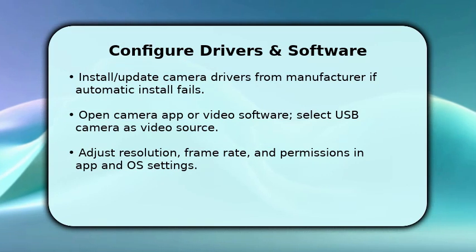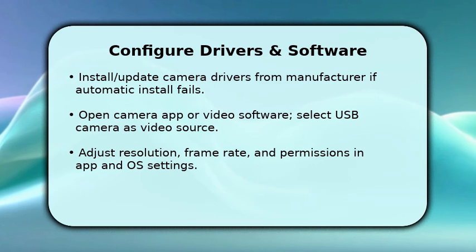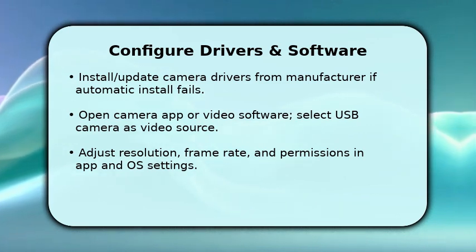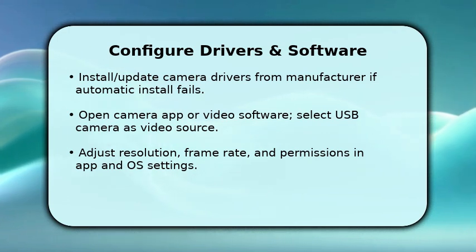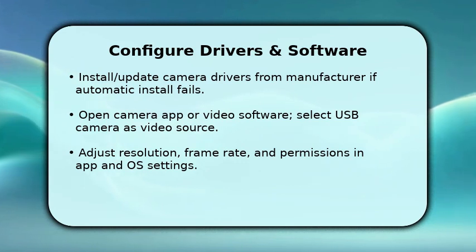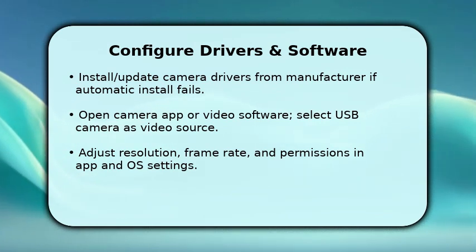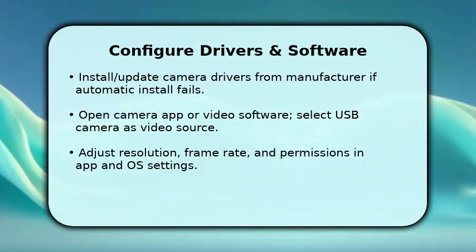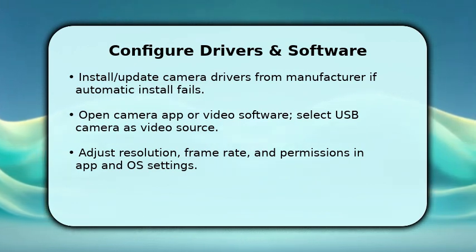Once the OS detects the camera, check drivers. If automatic install fails, download the latest driver from the maker and install it. Next, open your camera app or video conferencing software and choose the USB camera as the input source. This ensures you're not using the built-in webcam. Make sure app permissions allow camera access. Then set resolution and frame rate appropriate for your upload speed and CPU. Adjusting these prevents choppy video and overheating.